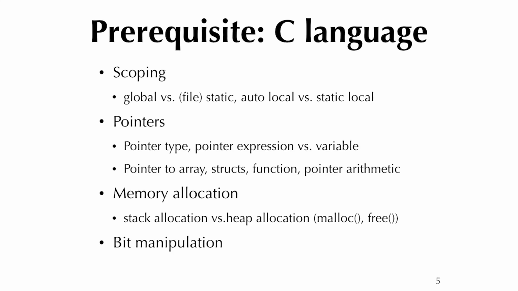So C, specifically, you've got to know scoping, right? What's a global variable? What's a static variable? What's an auto-local? What's a static local, right? These should make perfect sense for you. Certainly should know what a pointer is, pointer arithmetic. You know how to dereference a pointer. You should know C is zero-based index, right? And strings and arrays. They're more or less interchangeable. Structs, okay, I'll let that slide. But you should certainly know that you can actually pass a pointer to a function and do pointer arithmetic.